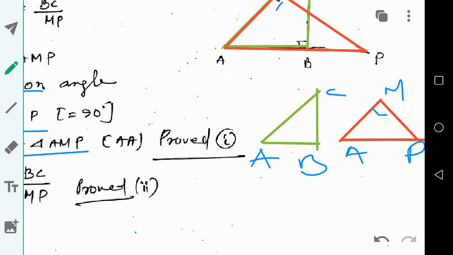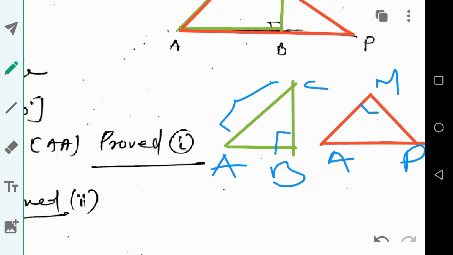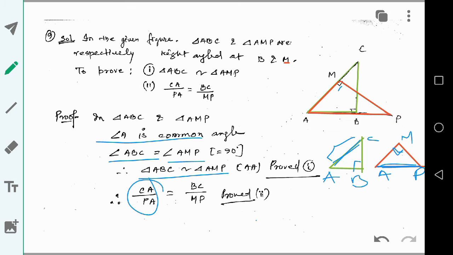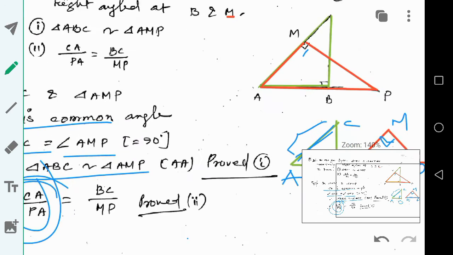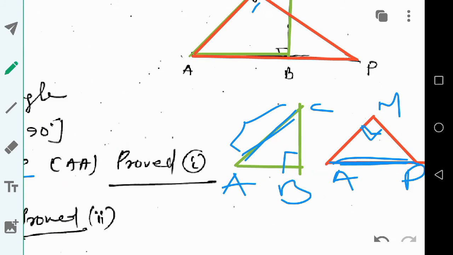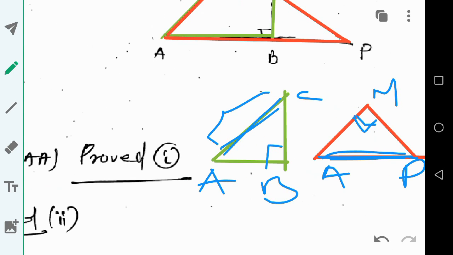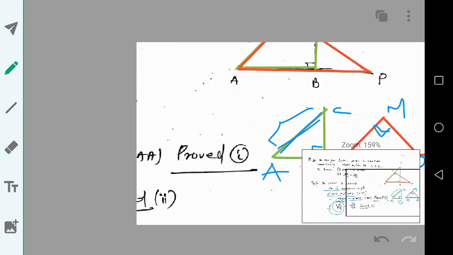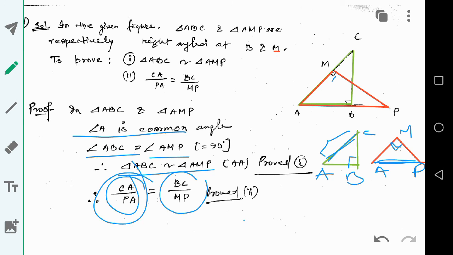In triangle ABC, CA is opposite to the right angle, and in the other triangle, the side opposite to the right angle is AP, or we can say PA. That means CA is corresponding to PA. So the ratio CA by PA must be equal to the ratio of the corresponding sides. So in the other ratio there is BC by MP.